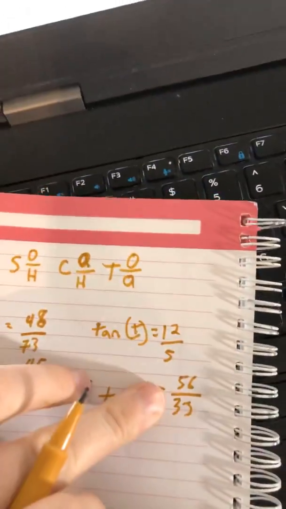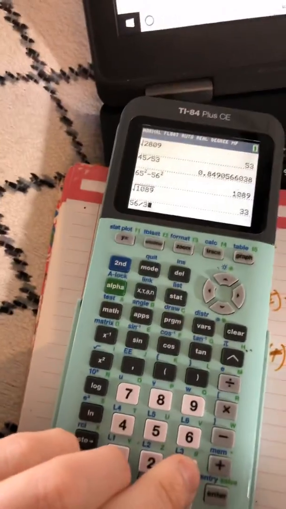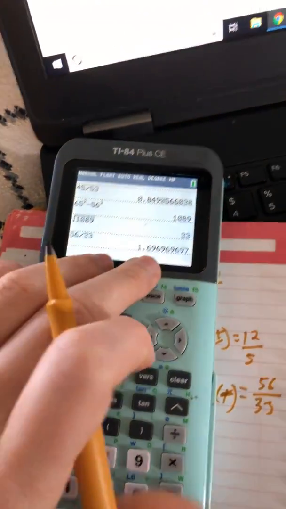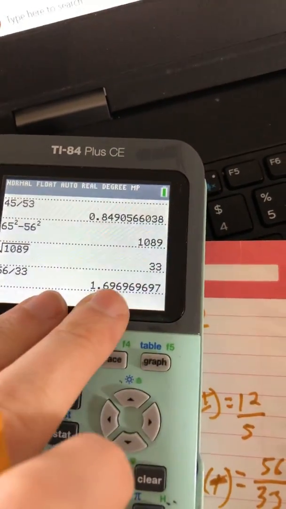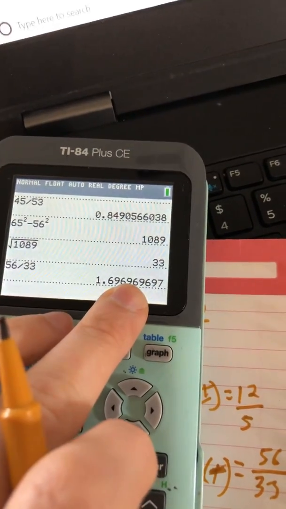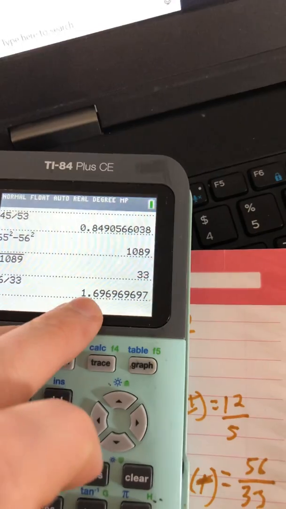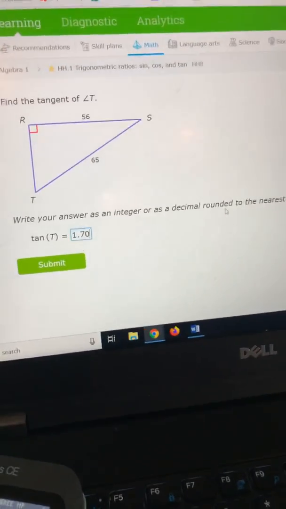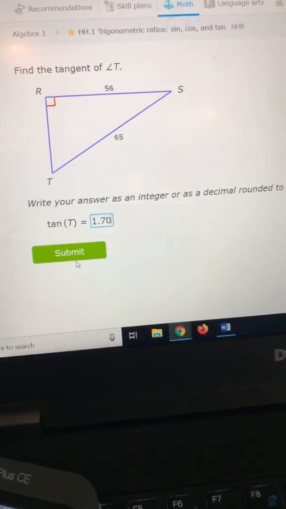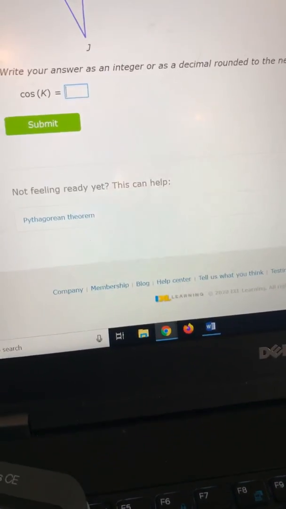So in the calculator, I'll do 56 divided by 33. Okay, and we got this here. So that's 1.69. The 9, because that's a 6, is going to round up to make it larger. So it'll actually be 1.7. I'll just add the 0 there. Okay. And let's go one more level.